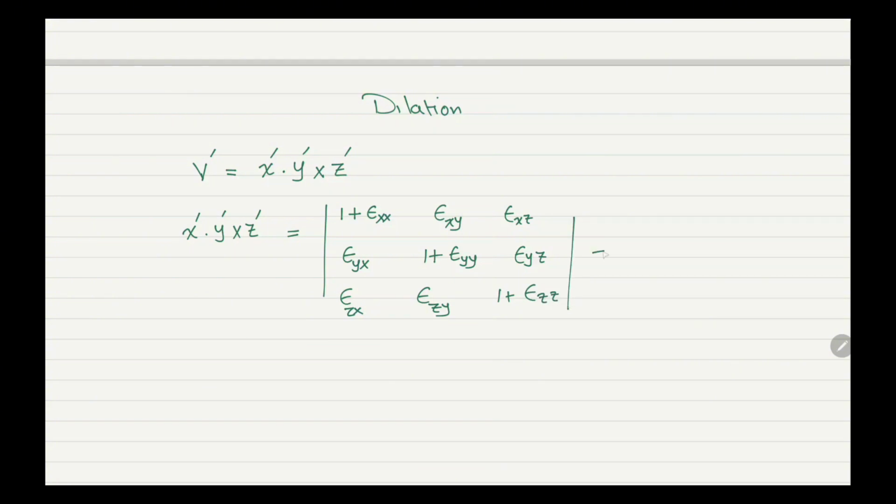Solving this determinant, we'll find that it is approximately 1 plus exx plus eyy plus ezz. Now the fractional change, or dilation, is equal to the new volume after deformation minus the original volume, divided by the original volume, which is approximately equal to exx plus eyy plus ezz. Remember, approximately, because we ignore the higher orders.